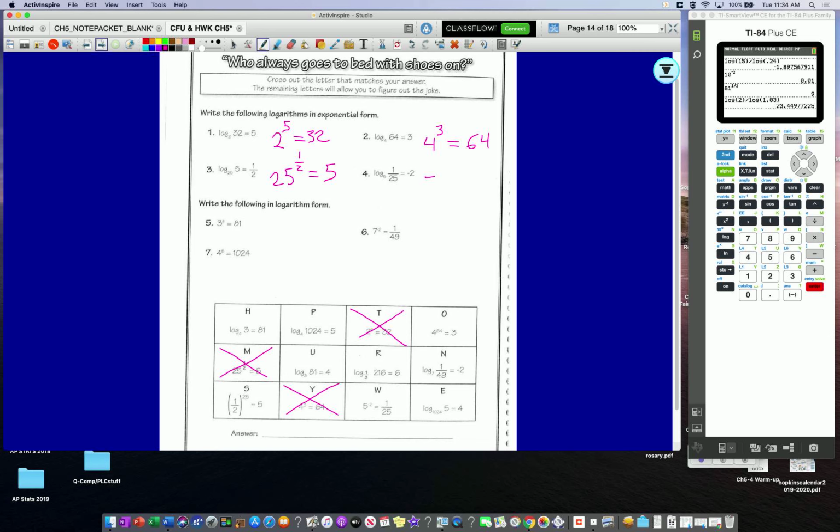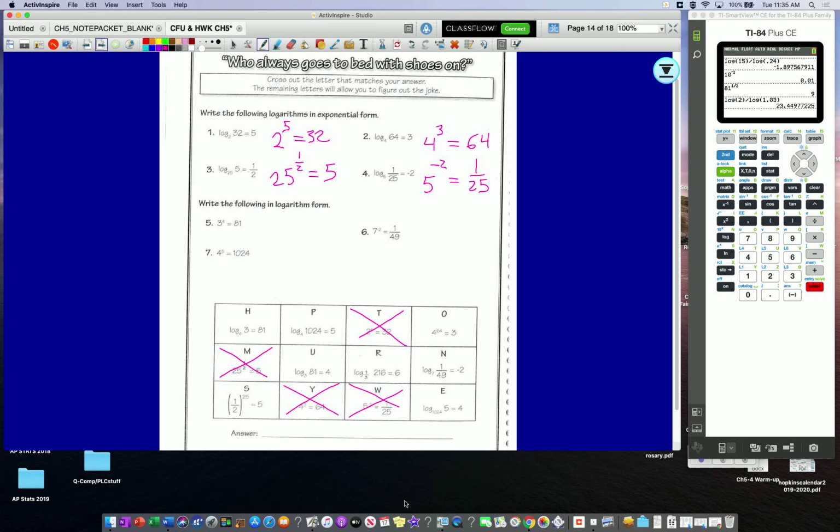Next one, 5 to the negative 2 power equals 1 over 25. Yeah, remember how this becomes 5 squared, but in the bottom? Yeah, that one does match up. All right, so let's see where that one's hidden. Right there. All right, we've eliminated some. We got 3 more to eliminate.